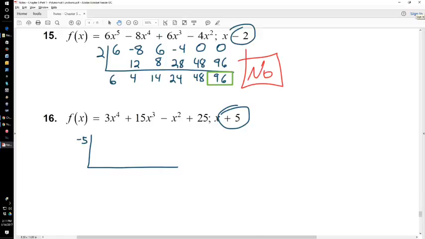All right. We got negative 5. X to the 4th, that's 3. X cubed, that's 15. X squared is negative 1. There is no x, so it's a 0. The units, the y-intercept, is a 25. So here we go. Drop it down.